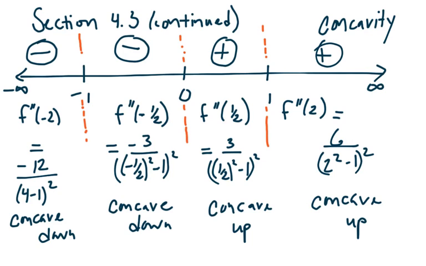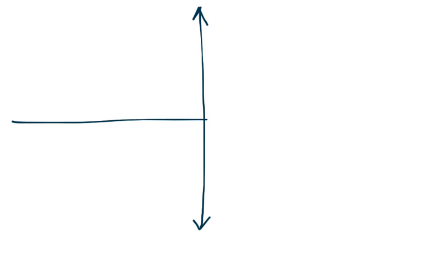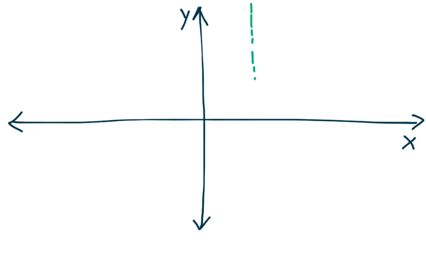Okay, so now I think we're ready to put all of this information together and get a pretty nice sketch of our graph. Let's go to the next page. Sketch in the coordinate axes. Alright, x-axis, y-axis. I'm going to sketch the asymptotes in green. So we've got the vertical asymptote at minus 1.